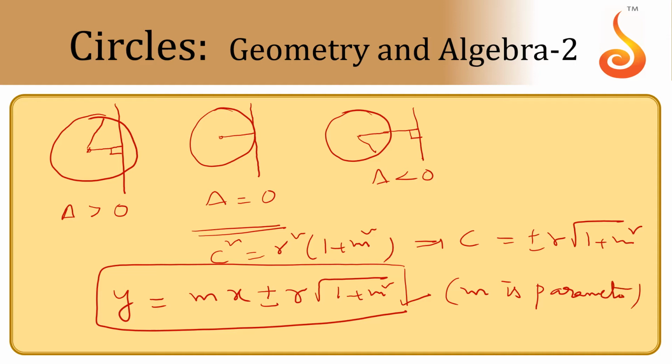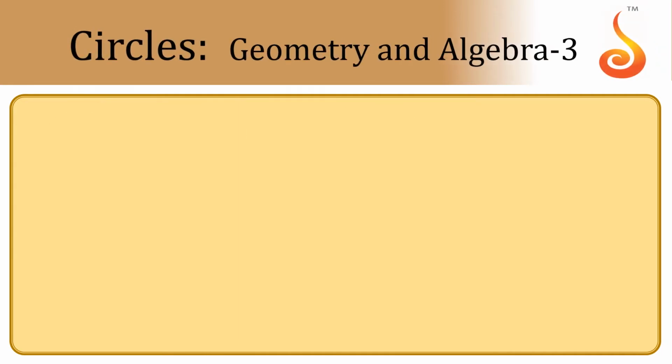And what does it mean? This is called the slope form of the tangent to the circle. So what is its speciality? m is the parameter. You can change m values so that you will get all the infinite tangents to the circle x square plus y square equals r square. So x square plus y square equals r square will have infinitely many tangents. All those will differ in slope. All those tangents are hidden in this equation: y equals mx plus or minus r root (1 plus m square). Now let us take the circle.